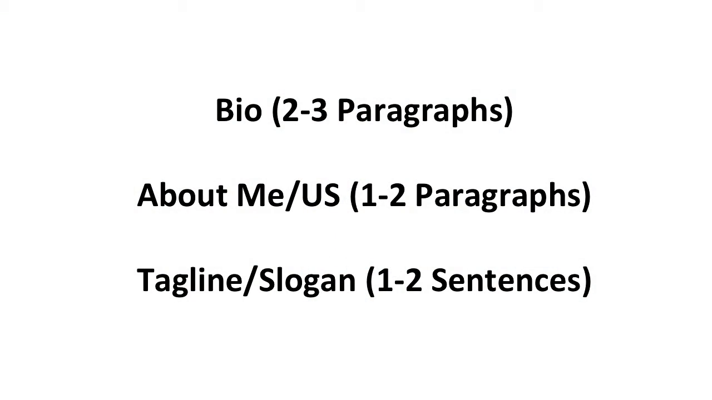So last things you'll need for your asset package are going to be right up here. The first one is a biography, usually 2 to 3 sentences or paragraphs describing the who, what, and where of who you guys are. You'll need the About Me section, which is going to be about 1 to 2 paragraphs, giving people, again, a brief overview. And then a tagline. This can be anywhere from 3 words to 2 sentences.